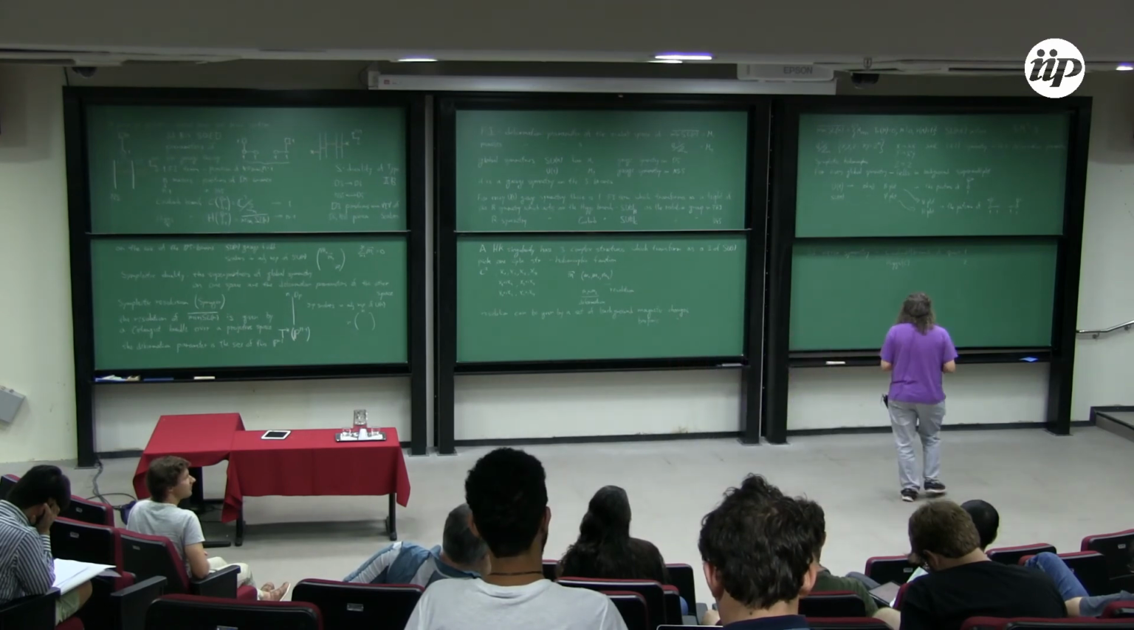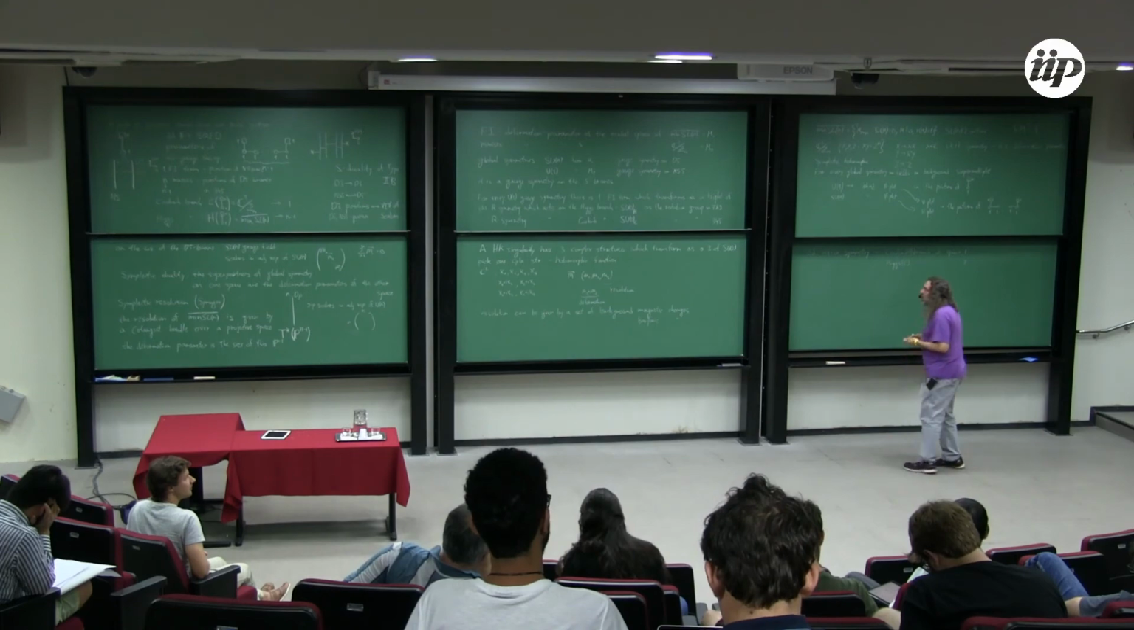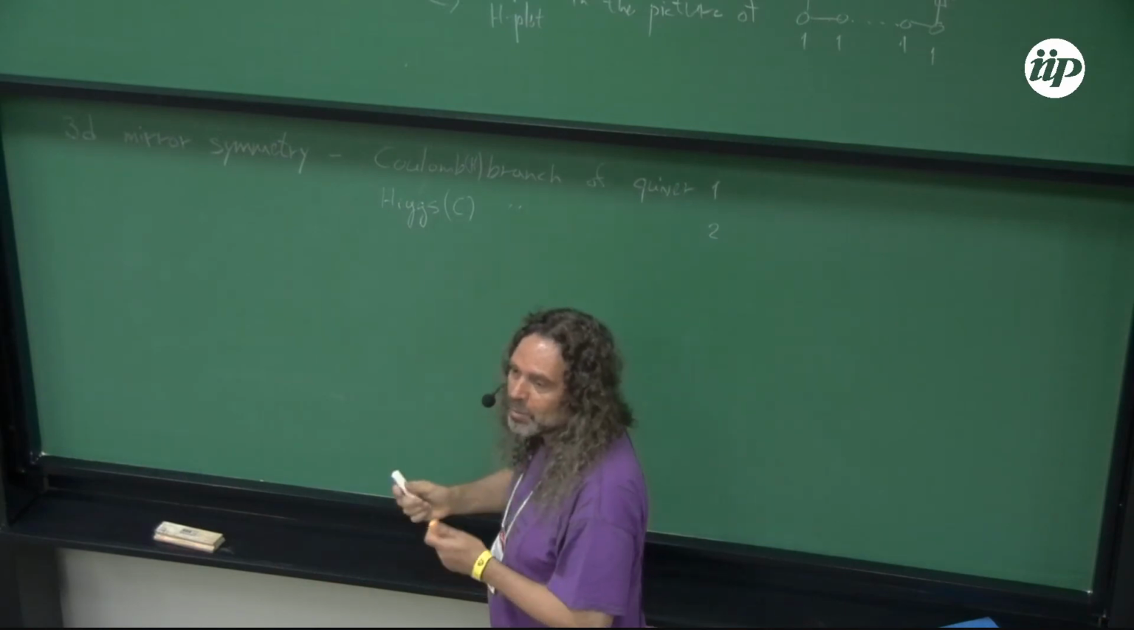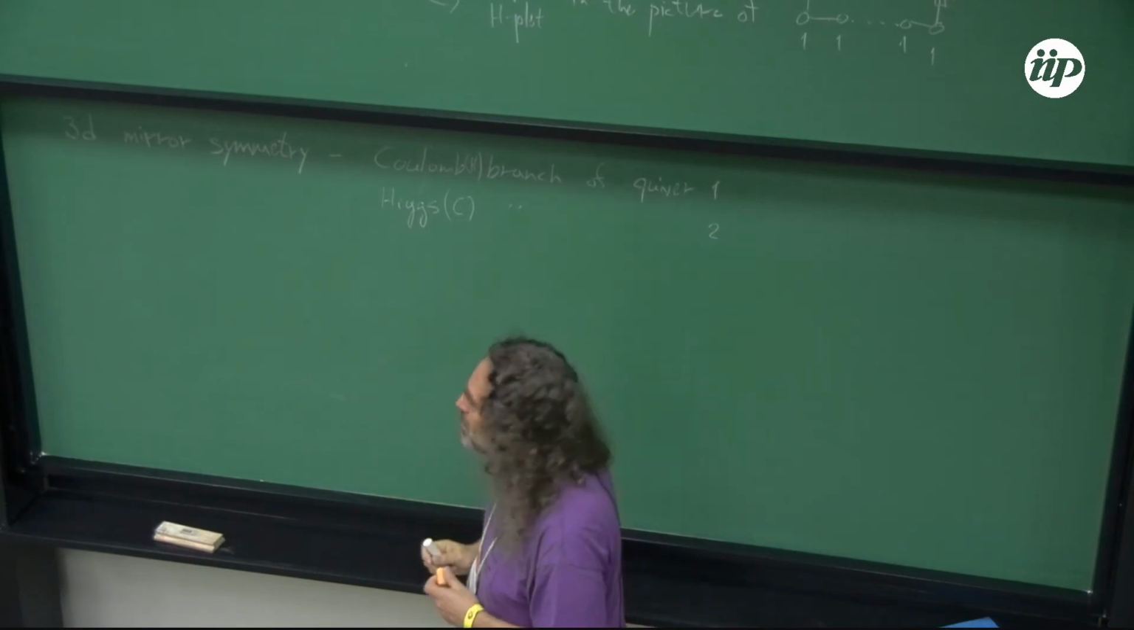But on the other hand, 3D mirror symmetry really makes a claim that the Coulomb branch of one is the Higgs branch of the other, right? So we should really make this distinction.